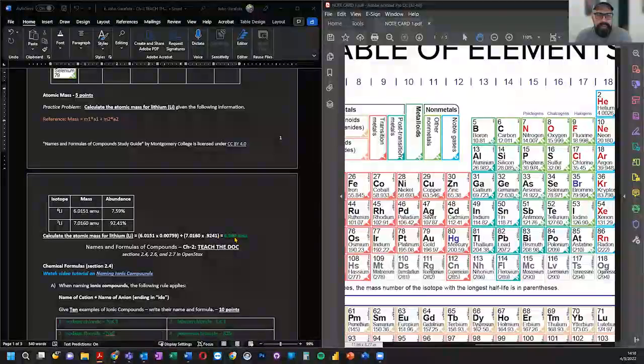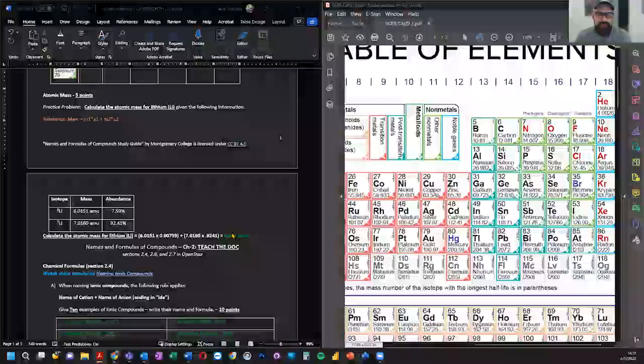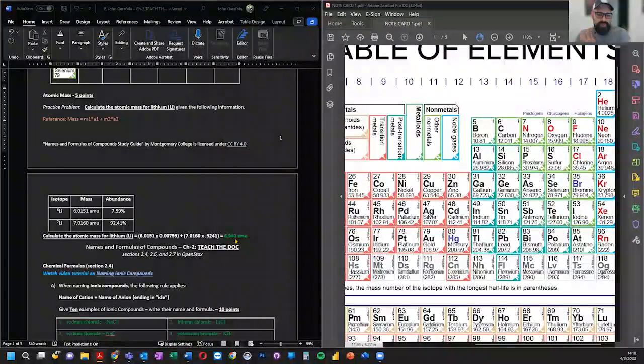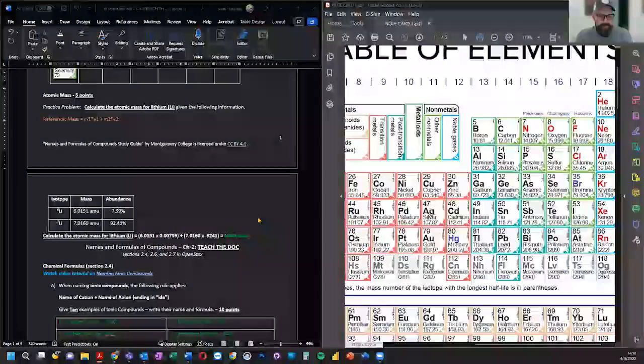And just a quick note about significant figures here. The smallest number of significant figures we have is 4, so my resulting answer has 4 significant figures as well. And calculating out the arithmetic, we come up with a value of 6.940 AMU.